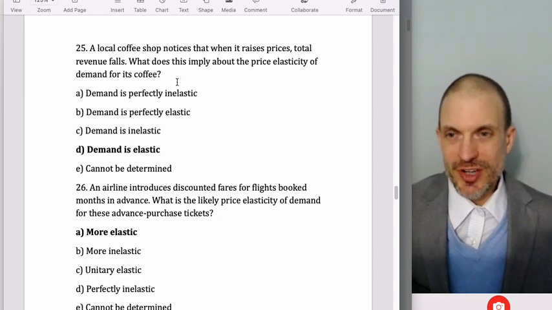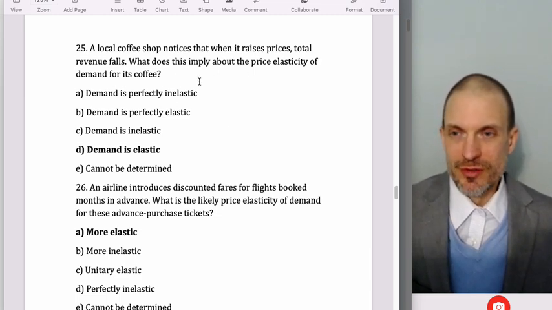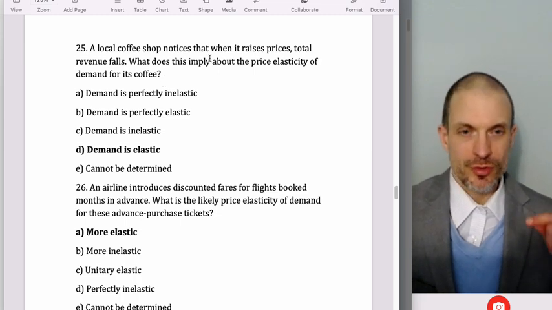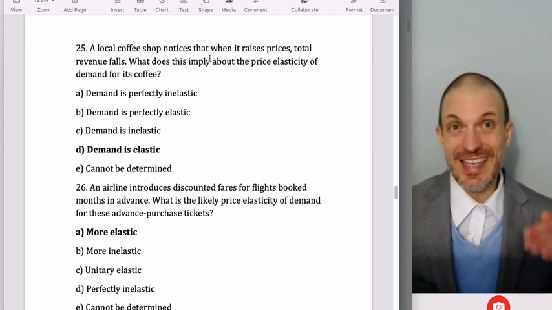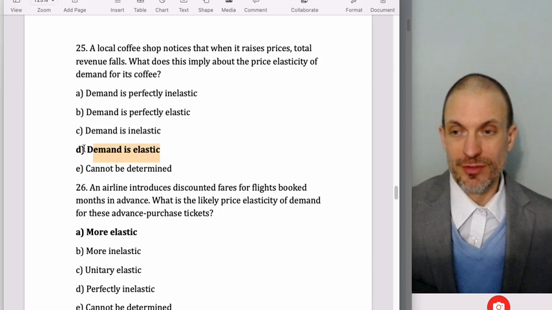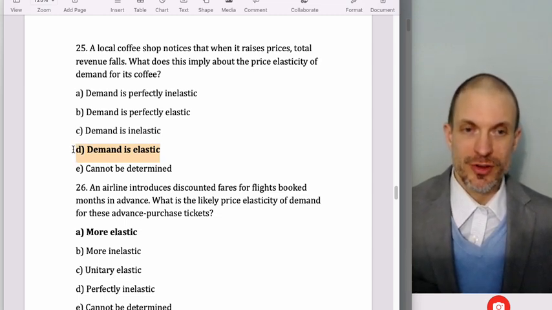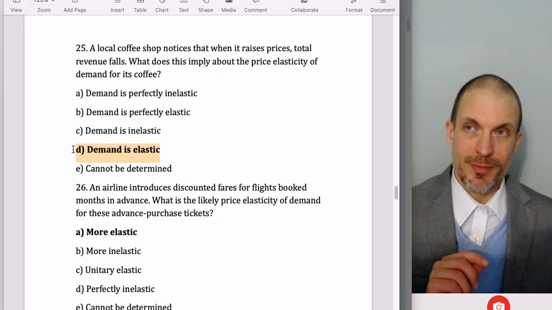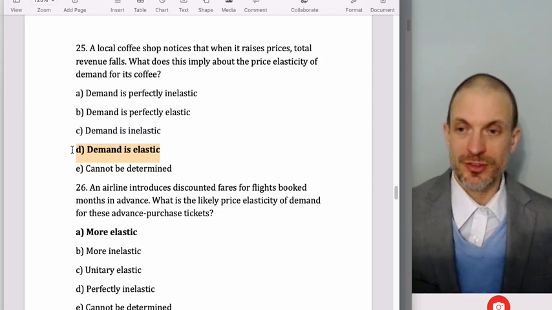Okay, so a coffee shop notices when it raises price, total revenue falls. What does this imply about the price elasticity of demand? So if you raise price, total revenue falls. This means you must be on the elastic portion of the demand curve. You're on the top part of the demand curve. Higher prices, lower revenue. If you're on the inelastic portion of the demand curve, you raise revenue by raising prices.